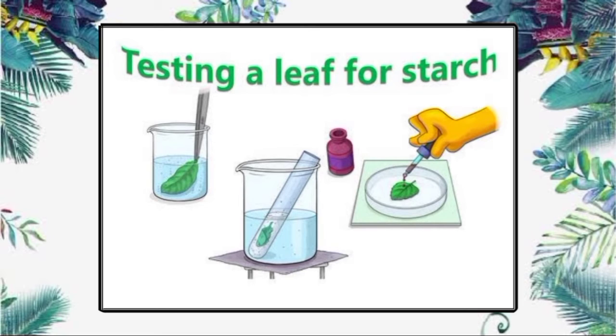Second step, now pluck a leaf from this plant and boil it in water. Then dip it in spirit and wash it in cold water. Third step, now put a few drops of iodine solution on the leaf. Observation: the color of the leaf does not change. So conclusion: this shows that no starch was formed. Starch turns iodine solution bluish black, and since light was not available to the plant to photosynthesize and produce glucose, it shows that light is needed for photosynthesis.